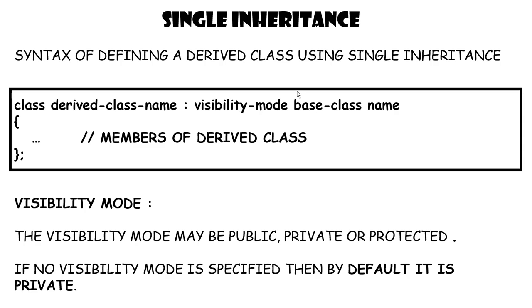And after this, you'll write the base class name, that is from which we are copying the values, or we are copying the properties. And after this, you'll write the code for the members of the derived class. Okay, now suppose you have not specified the visibility mode here. Then in this case, by default it is private mode. So the class will be inherited privately.